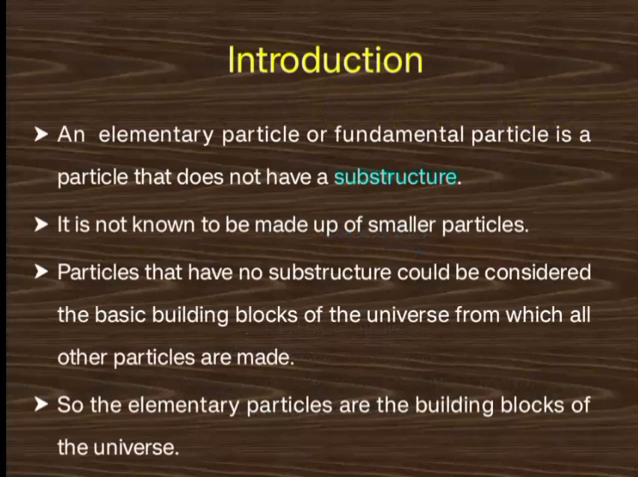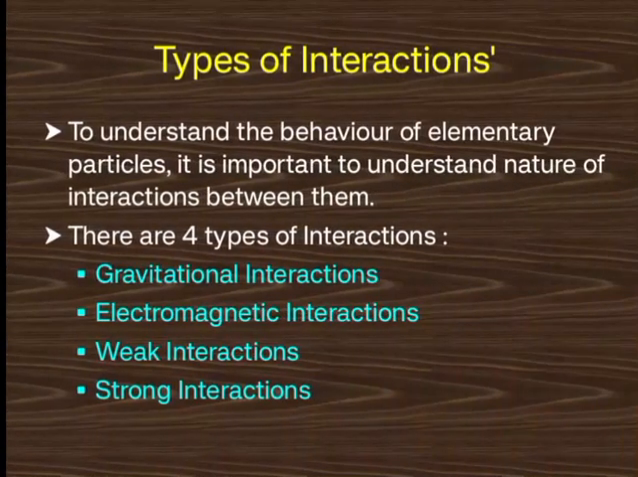The interaction among these particles may be considered the direct source of natural phenomena. Here are the fundamental interactions, or types of interaction, in nature. Only four fundamental interactions are known in nature. To understand the behavior of elementary particles, it is important to understand the nature of the interaction between them. The four interactions are gravitational interaction, electromagnetic interaction, weak interaction, and strong interaction.